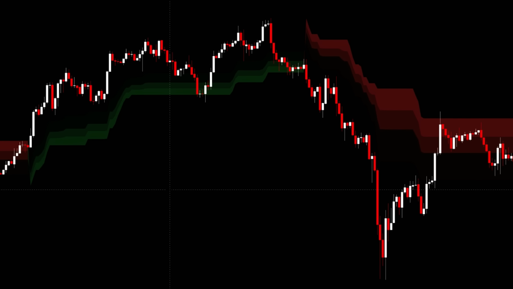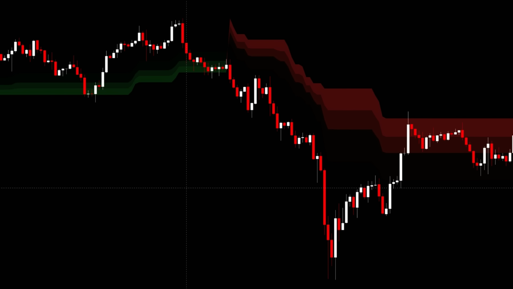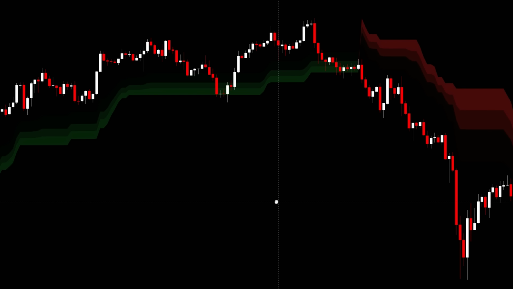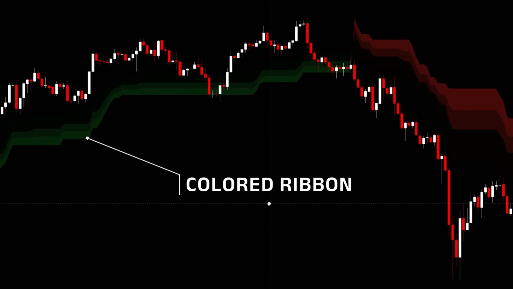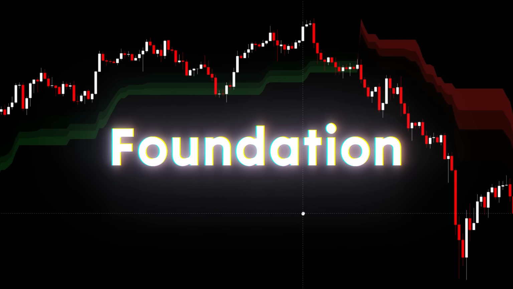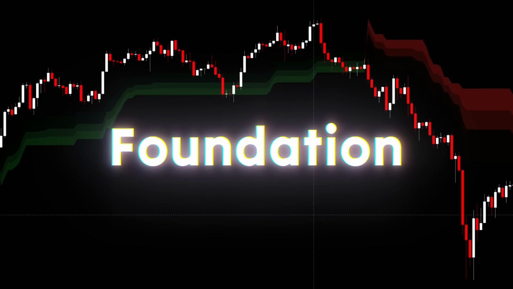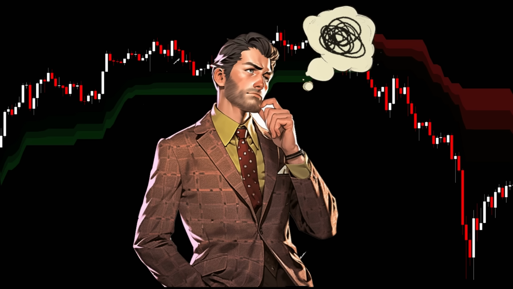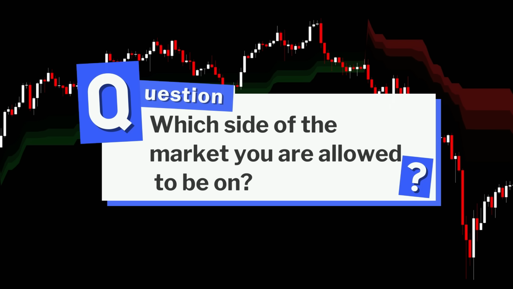Now look closely at this Bitcoin chart. Before we talk about entries or signals, I want you to focus on one thing on the screen, the colored ribbon running through price. The ribbon is the foundation of the entire strategy. Everything depends on it. It tells you whether the market even has the conditions to trade and, more importantly, which side of the market you're allowed to be on.